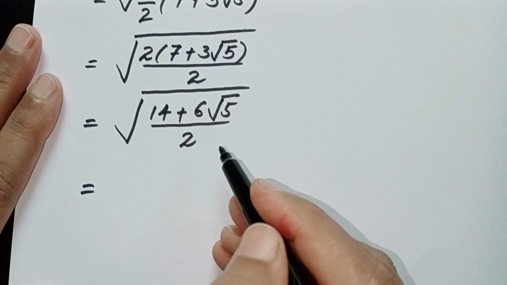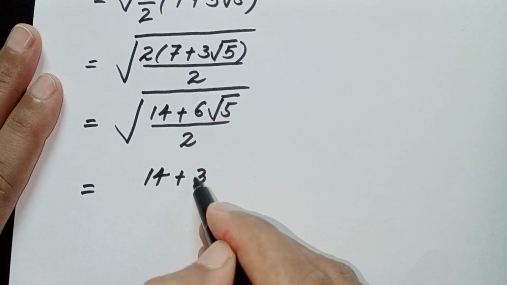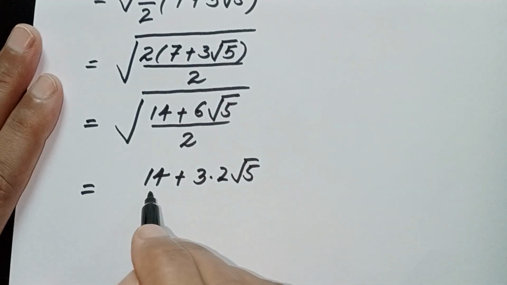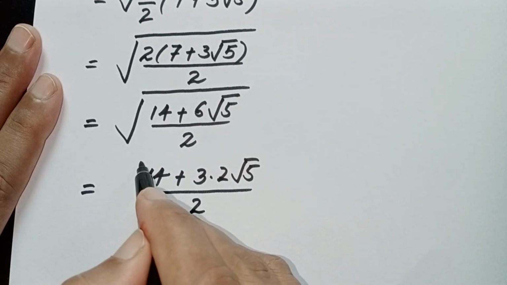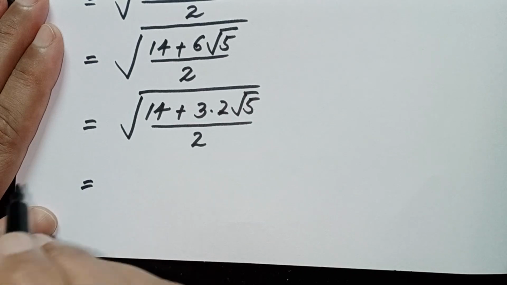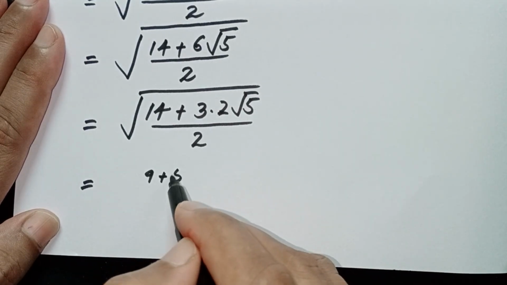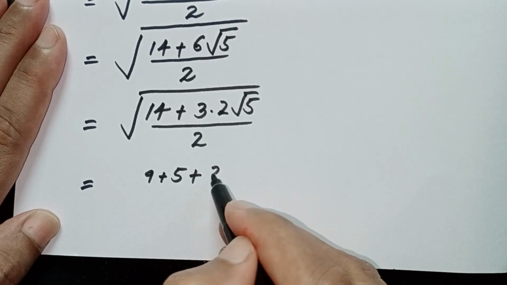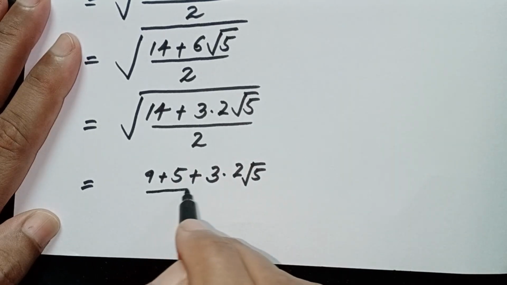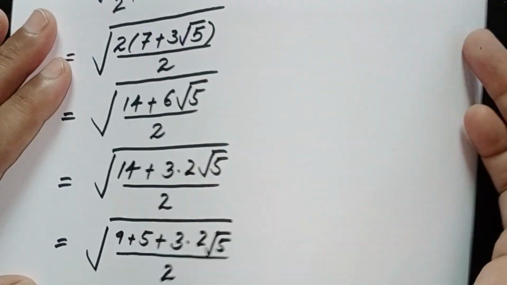So here we can write 14 plus 6 as 3 times 2 times square root 5 over 2, whole square root. From here in the next step we can write this 14 in the form of 9 plus 5, plus 3 times 2 square root 5 over 2, whole square root.